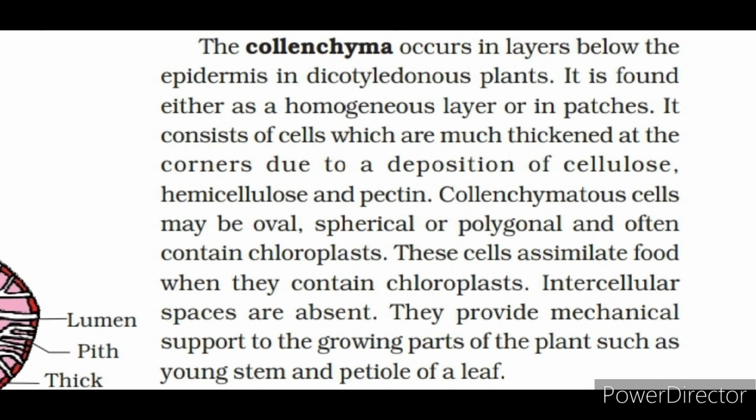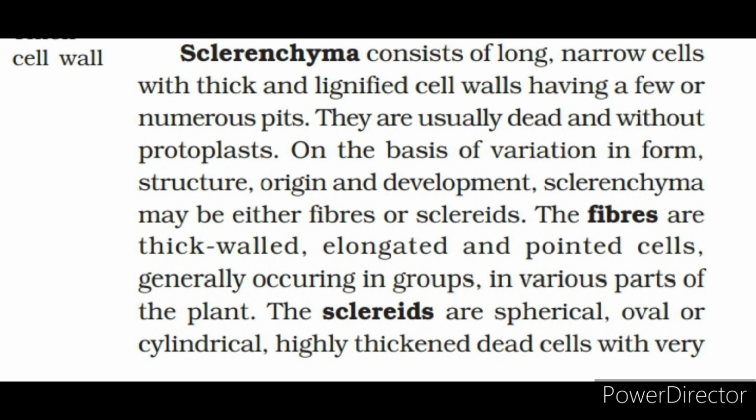They provide mechanical support to the growing parts of the plant such as young stem and petiole of a leaf. Sclerenchyma consists of long, narrow cells with thick and lignified cell walls having a few or numerous pits. They are usually dead and without protoplasts. On the basis of variation in form, structure, origin and development, sclerenchyma may be either fibres or sclereids. The fibres are thick-walled, elongated and pointed cells, generally occurring in groups in various parts of the plant. The sclereids are spherical, oval or cylindrical, highly thickened dead cells with very narrow cavities, lumen.